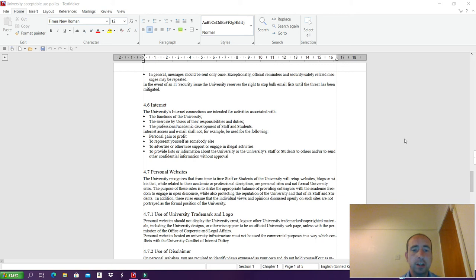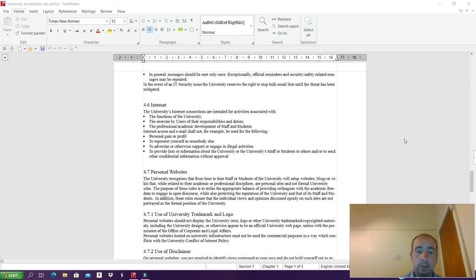The university's internet connections are intended for activities associated with the functions of the university, the exercise by users of their responsibilities and duties, and the professional academic development of staff and students. Internet access and email shall not, for example, be used for the following: personal gain or profit, to represent yourself as somebody else, to advertise or otherwise support or engage in illegal activities, to provide lists or information about the university or the university staff or students to others, and/or to send other confidential information without approval.